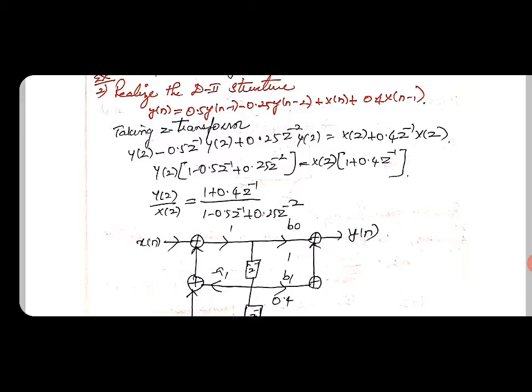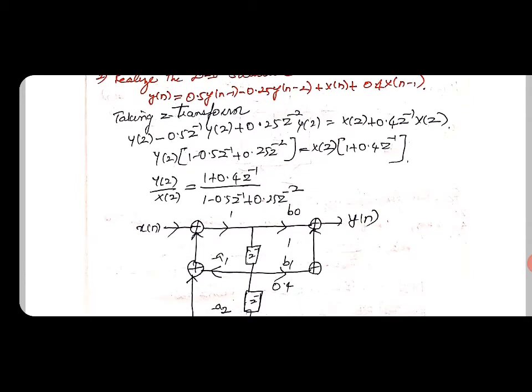We can see the direct form 2 realization structure for the example, which is y of n is equal to 0.5 y of n minus 1 minus 0.25 y of n minus 2 plus x of n plus 0.4 x of n minus 1.